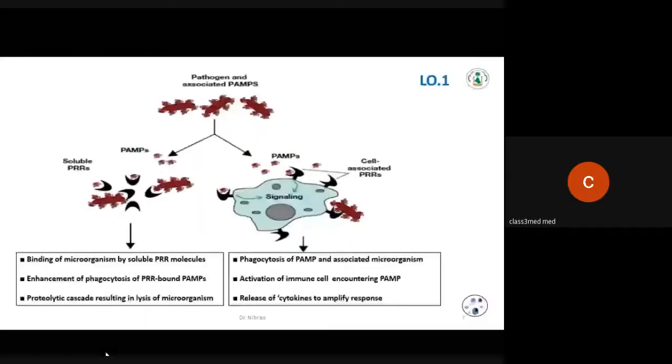In this figure, the pathogen associated with PAMPs means that any foreign pathogenic bacteria or virus or any foreign substance will have on its surface some specific molecules that will be recognized by the immune system. We call these molecules PAMPs, the pathogen-associated molecular patterns. These PAMPs will be recognized by different mechanisms. They will be recognized by pattern recognition receptors, PRR.